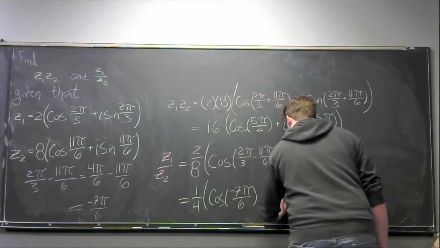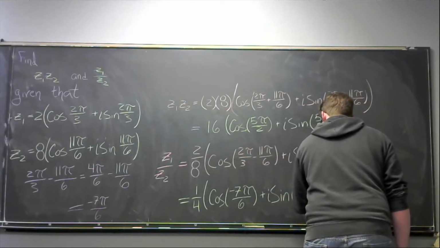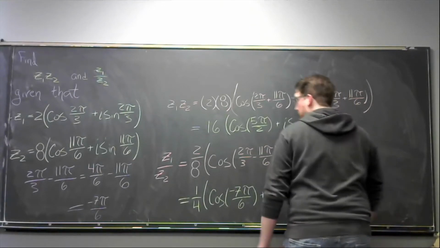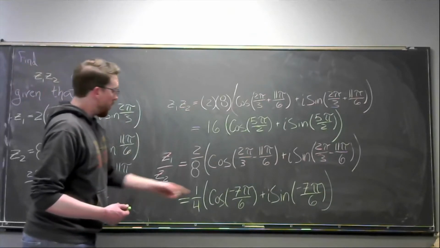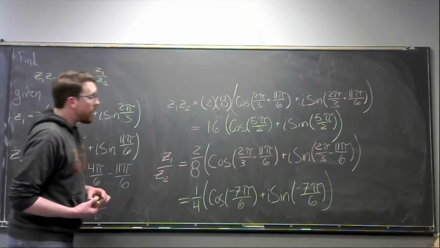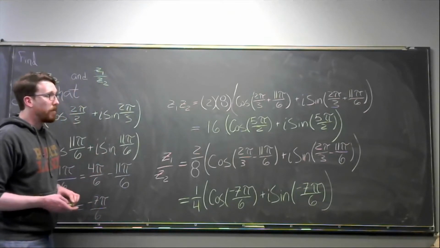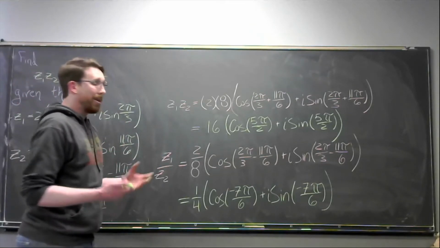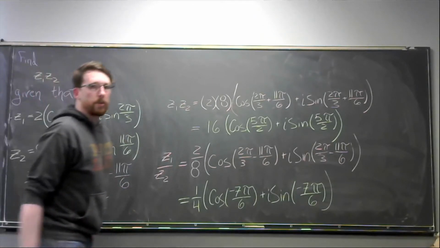So what we end up with then is 1 over 4 times the cosine of negative 7 pi over 6 plus I times the sine of negative 7 pi over 6. And that's it. So let's check out De Moivre's now.